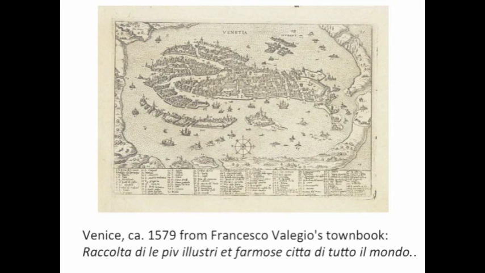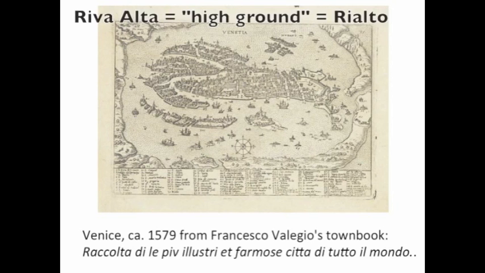Venice is this mush. It's this swamp where one small point of Venice created a bit of high ground, riva alta, high ground, and at that point the Rialto Bridge, which is the original bridge in Venice and the only bridge in Venice until the 1800s, when the Austrians took over the city and said, this is crazy, we need at least one more bridge, and so they built one.